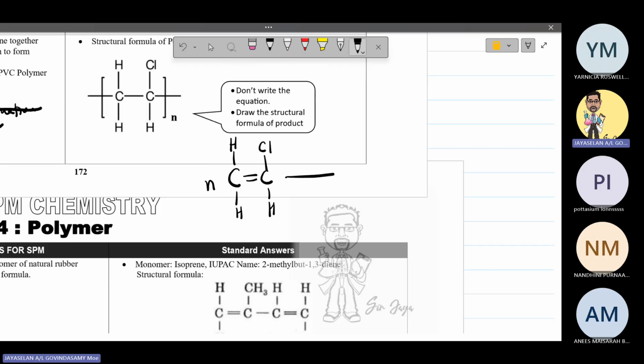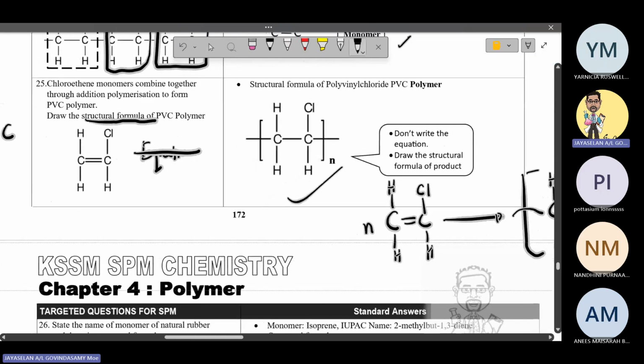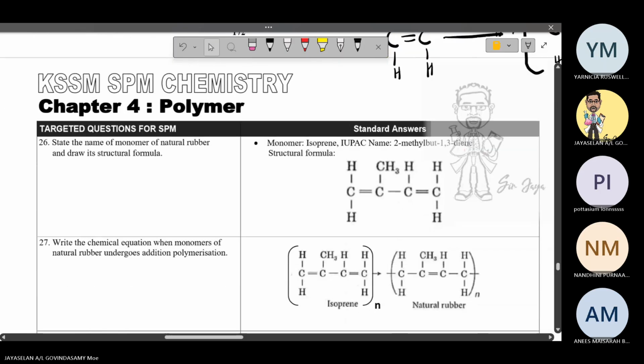So here I put n, arrow, open bracket, close bracket. C single bond H, Cl, Cl, H. You do like this, right? This is your answer. I want only this, the structural formula. Don't go into the equation. Your trial paper had this question. So if they ask for the structural formula, you just write down the structural formula of the product formed after you do the equation. So you see here, don't write the equation. Draw the structural formula of the product formed. Any question?